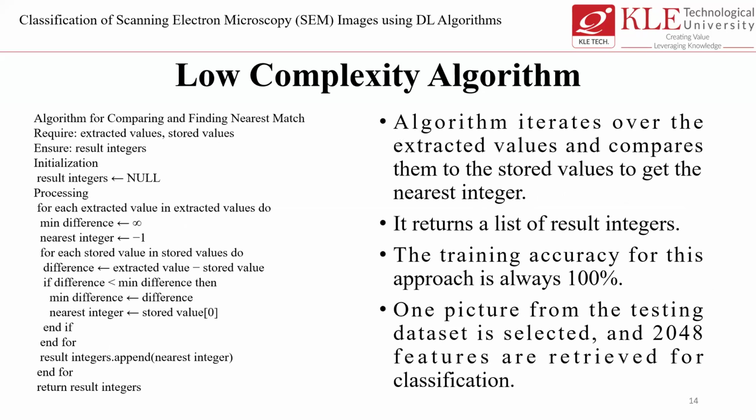The second step is comparing and finding the nearest match. Once we have the features stored for every image, for an image in the test set we calculate the features and compare them with the train set to find the class to which it belongs. The more the match, the clearer the class the test image belongs to.